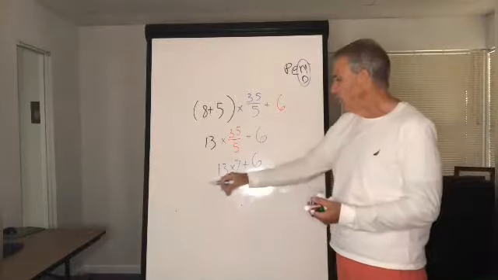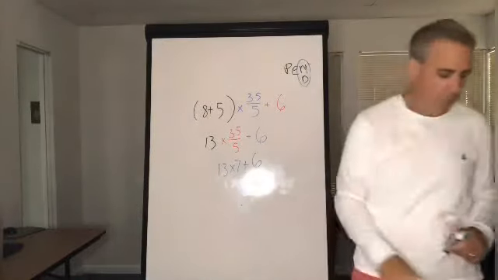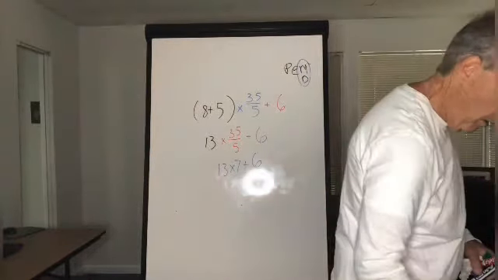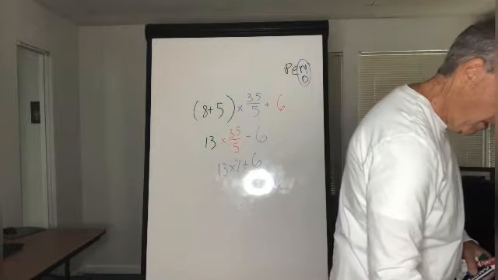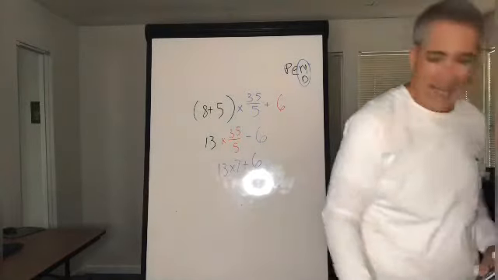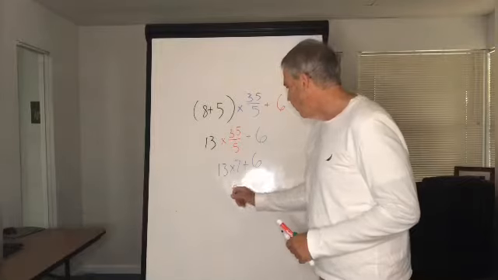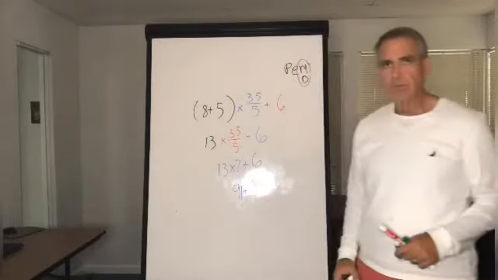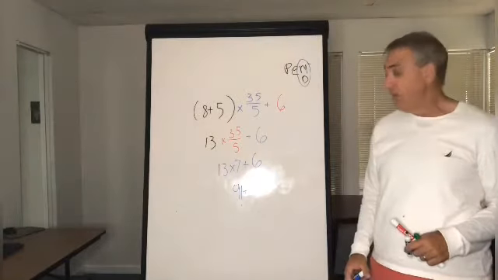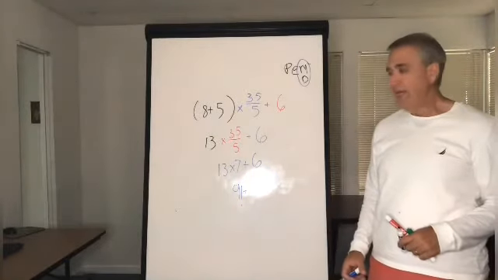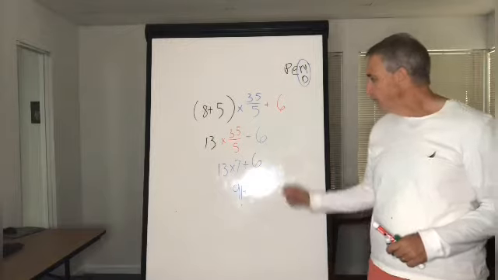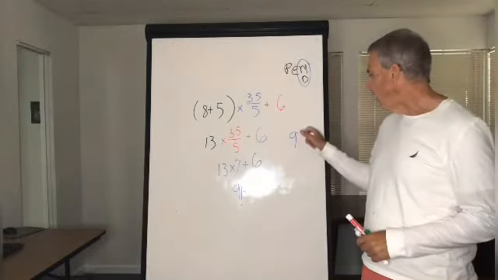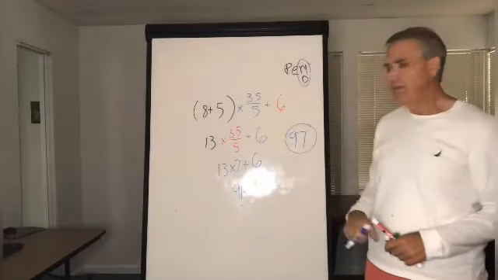The next thing we're going to do is multiply 13 times 7. Go in your calculator. 13 times 7, I get 91 plus 6. Now we're on the last step. There's nothing left to do. We're going to add 91 plus 6 together. And we get an answer, I'll write it up here, of 97.